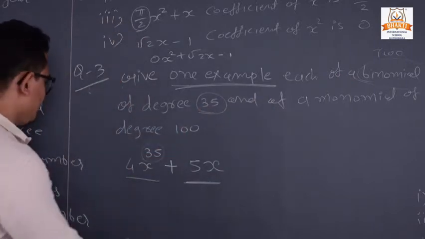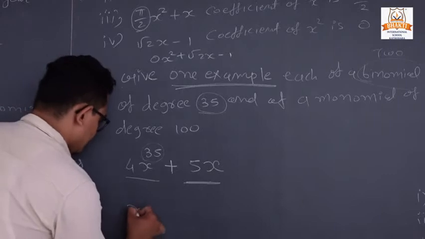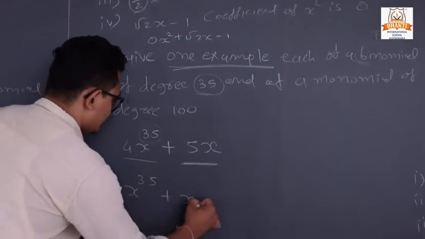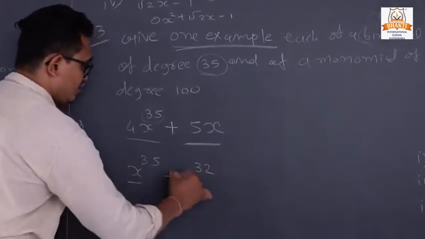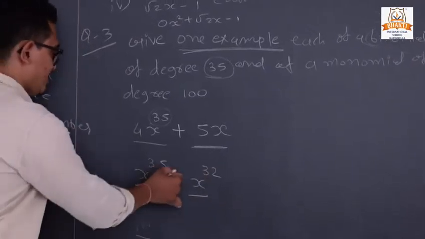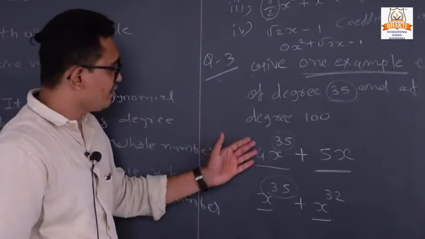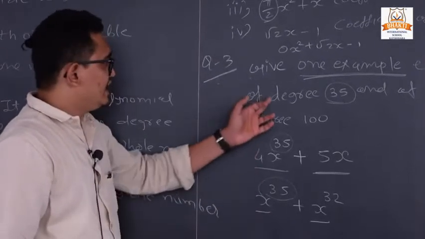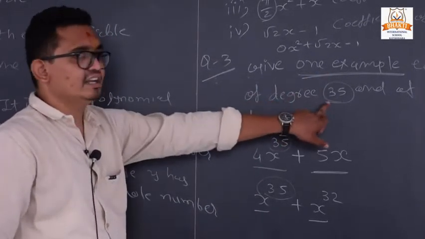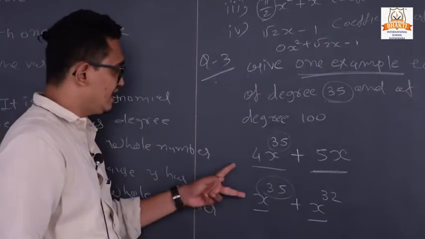You can make one more example like x raised to 35 plus x raised to 32. Once again 2 terms, and here x has the power of 35. Similarly you can make any number of examples of a binomial with a degree of 35. Here we write only 2 examples.